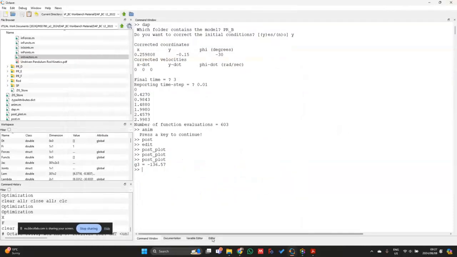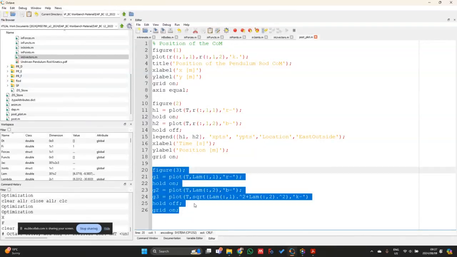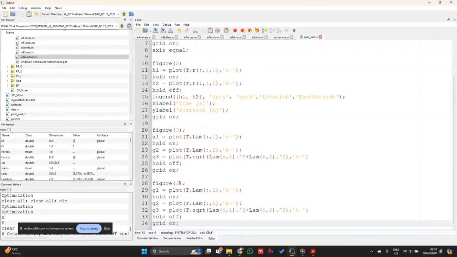Okay, so if we perhaps want to, we can also go and plot. Let's say I'm just going to copy over figure 3, and we can maybe go and look at the velocities as well. So I'm just going to call it then figure 4, and maybe change this to F1, F2, F3.